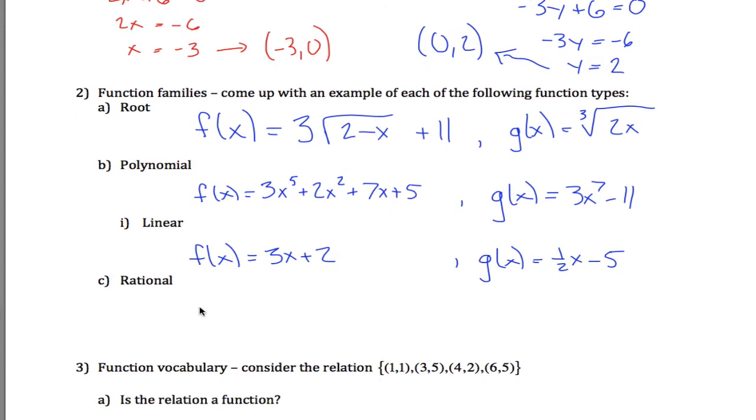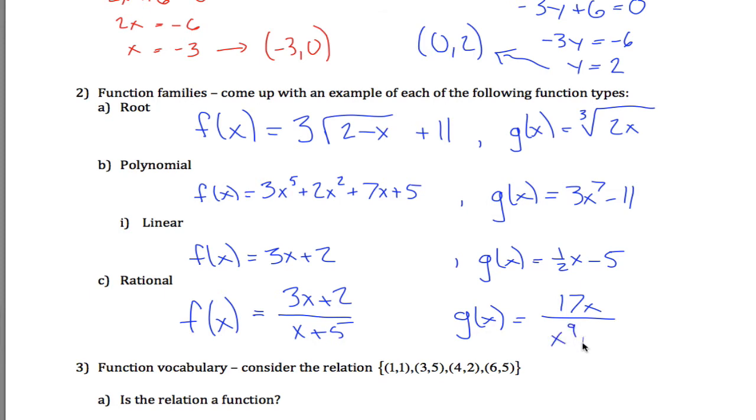Finally, rational functions. Rational, think fractions. A rational number is a number that you can express as a fraction. Rational functions are something divided by something. 3x plus 2 over x plus 5, sure, that's a rational function. 17x divided by x to the 9th plus x to the 7th plus 5, sure, that's a rational function.